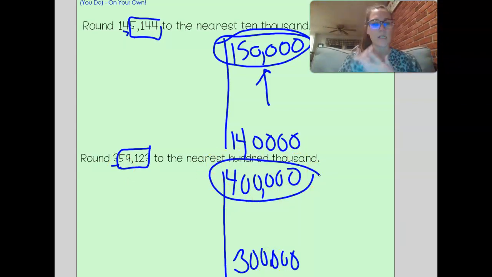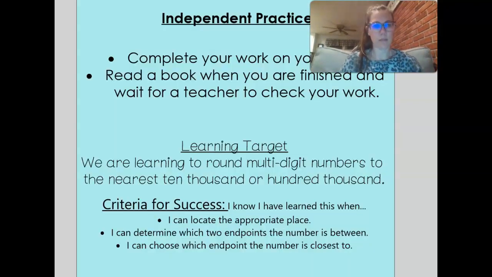Okay, as you can see, we're just applying what we learned yesterday. It's really important to read the direction and find out what place value. As long as you can identify the place value, the strategy applies and it's easy to solve. If you're having trouble on your independent practice, come back and watch this video again. You got this. Good luck.